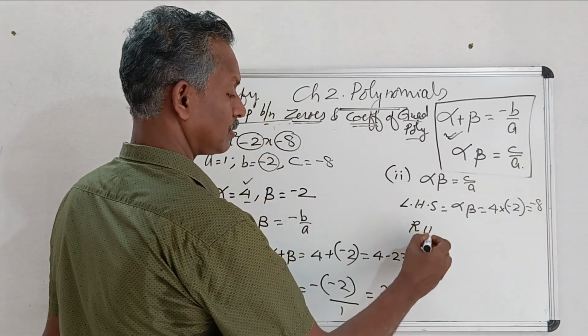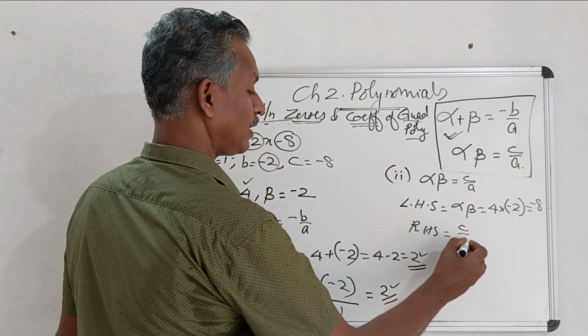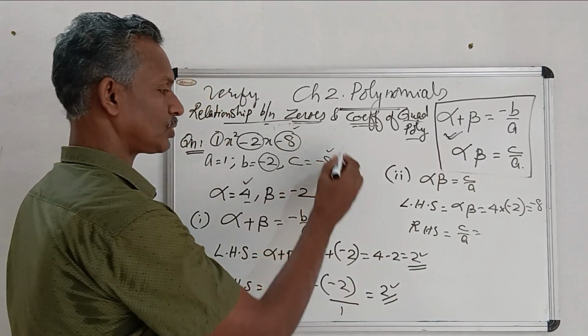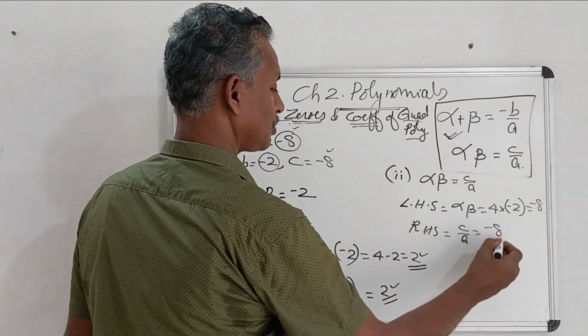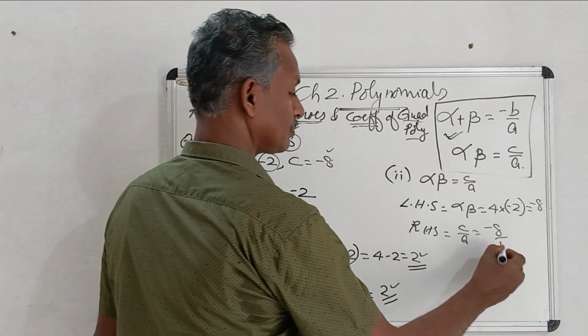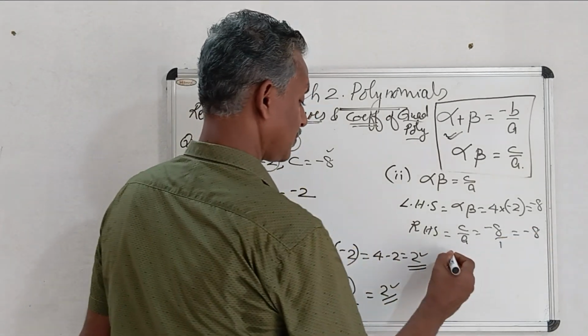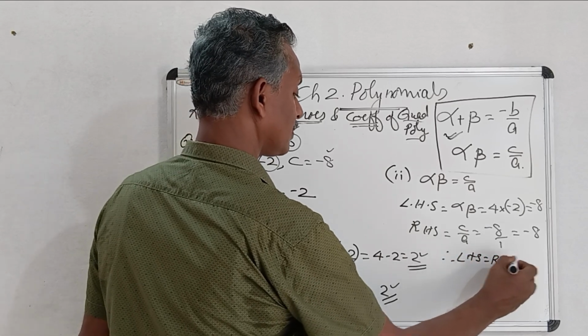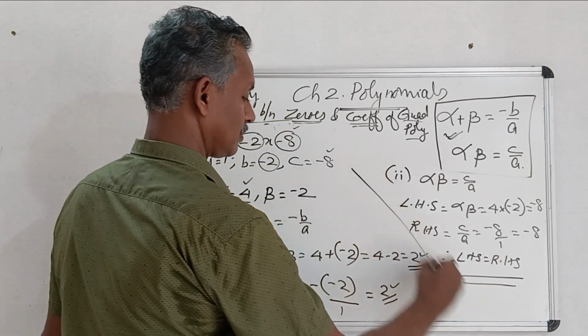Take the RHS, C by A. C means the constant. Constant is minus 8. Here also we have written minus 8. A is the coefficient of x square. It is 1. So it is minus 8. Therefore we write LHS is equal to RHS. So both are verified like this.